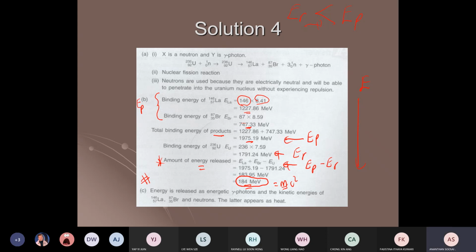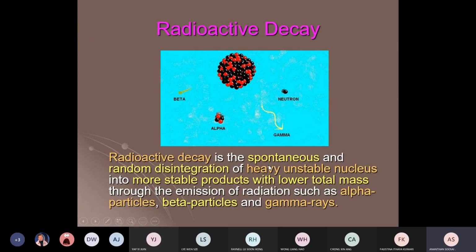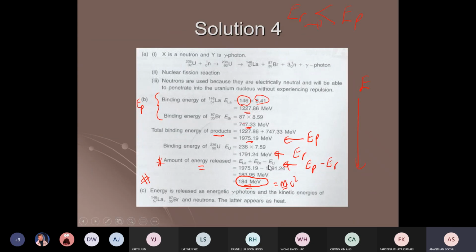Hope you got the idea. Now let's go to another type of question, calculating the energy. This one is about attained temperature. This is not that important, so we skip this first.